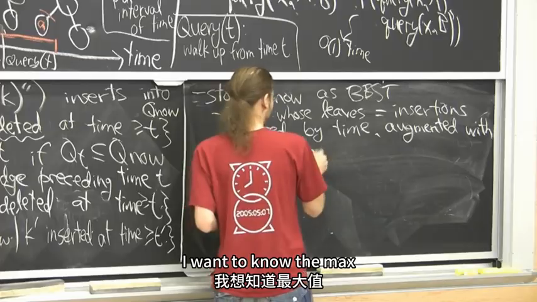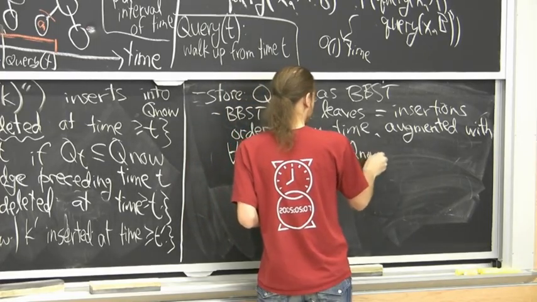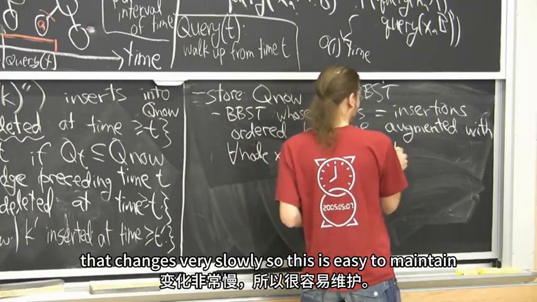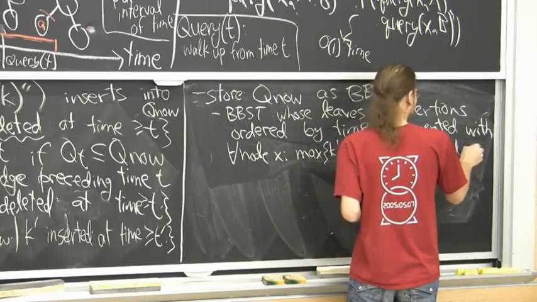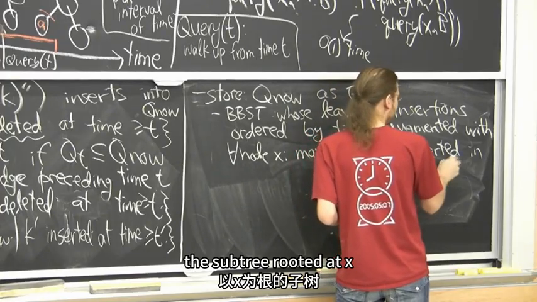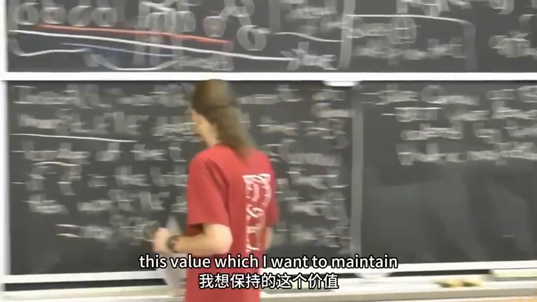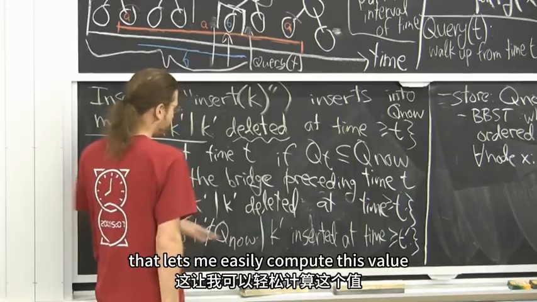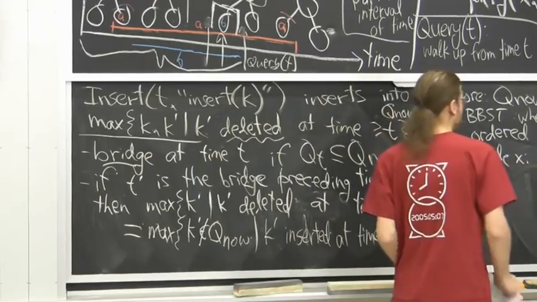I want to know the max of all the keys not currently in the queue, or not presently in the queue at the end of time. That changes very slowly, so this is easy to maintain. Among all the keys that are inserted in the subtree rooted at x. Okay, that's basically this value which I want to maintain, but split up over a subtree. And so that lets me easily compute this value by taking the max of log n of these values at any time.